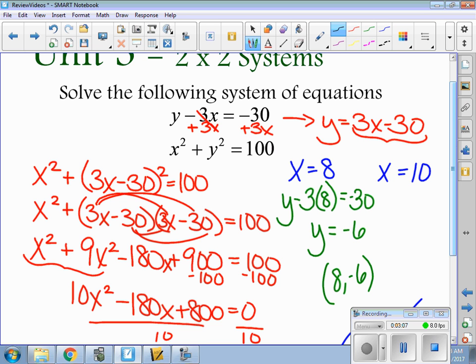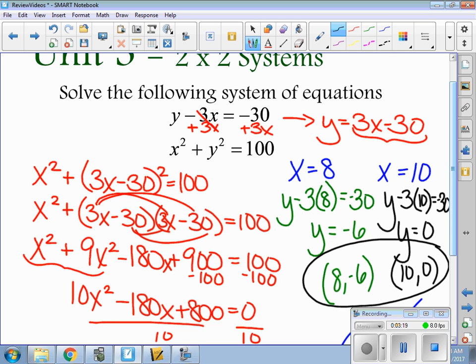And then I'm going to do the same thing with my 10. So y minus 3 times 10 equals negative 30. And as I solve, I get y equals 0. So the coordinate is (10, 0). And those are the two places where my line will cross my circle.